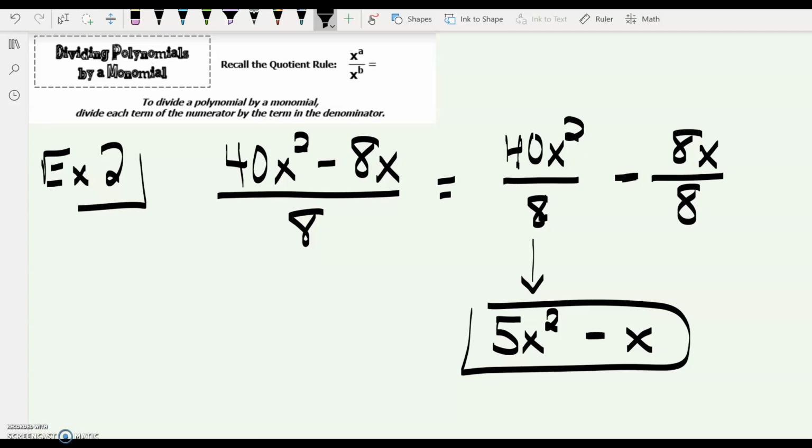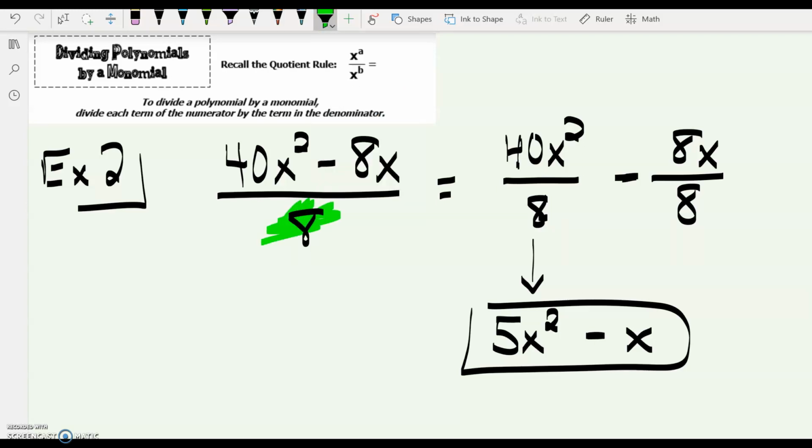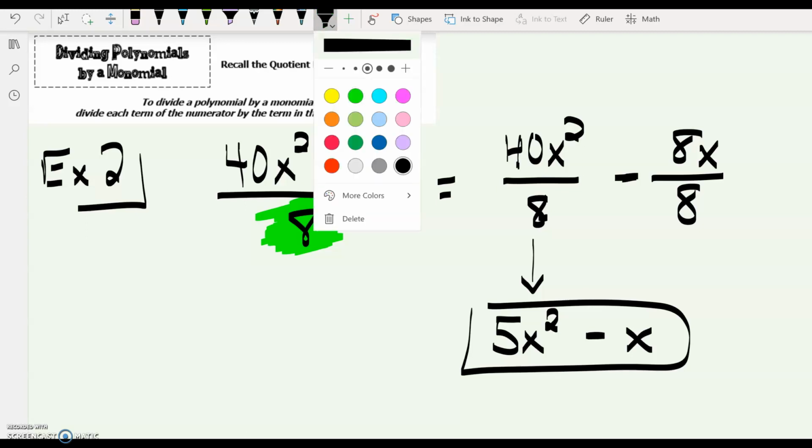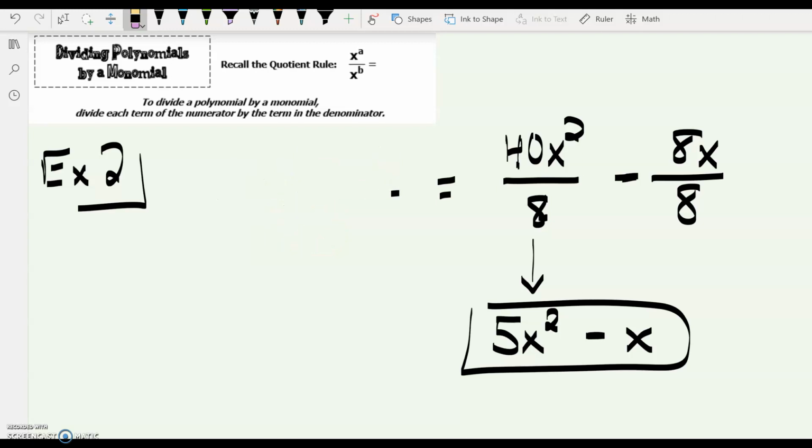The first 2 examples that I chose to show you guys did not have a variable in the denominator. Just because a variable comes into play in the next example doesn't make the problem or the approach any different. It just adds a degree of difficulty to the problem. So I'll go ahead and erase this.